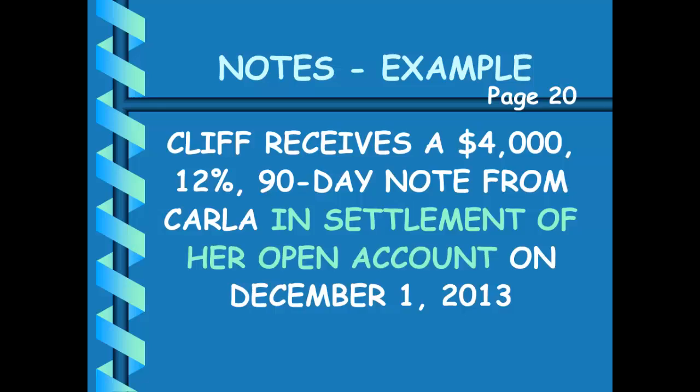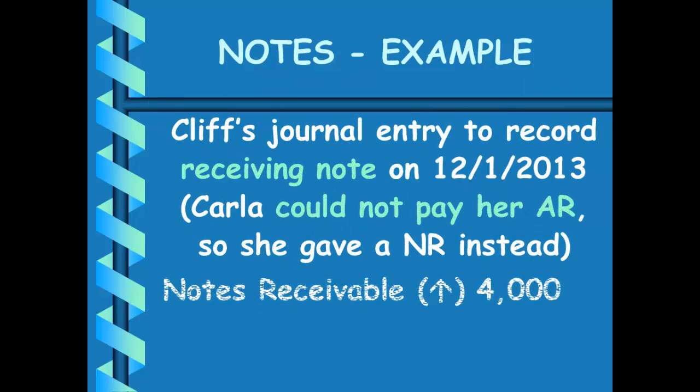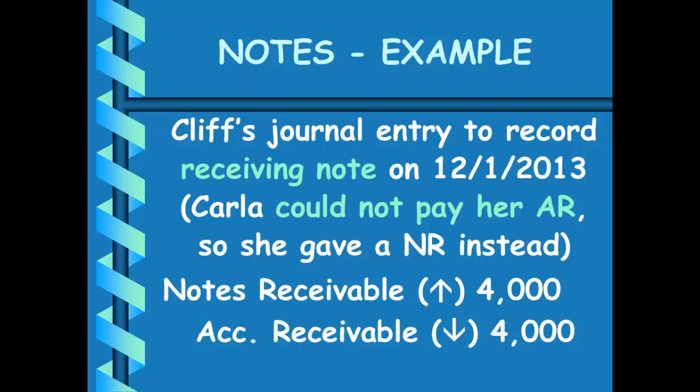What do I have more of? Notes receivable, and asset goes up with a debit. Good. And what do I have less of? Accounts receivable, and asset goes down with a credit. So I have more of one asset, notes receivable, and less of another asset, accounts receivable. Every time I get a promissory note, I debit notes receivable. Sometimes I credit cash, sometimes I credit sales. In this case, I credit accounts receivable. That happened on December 1st.